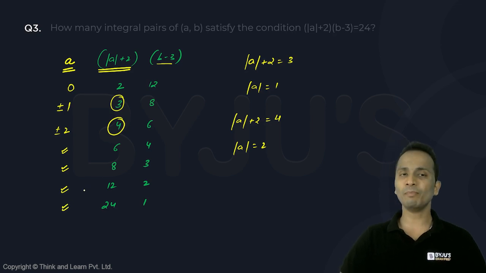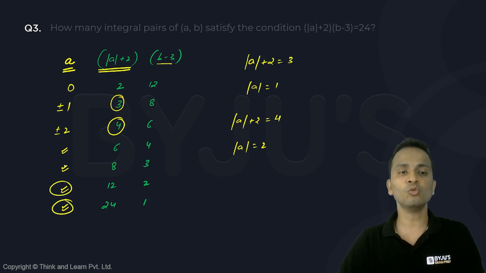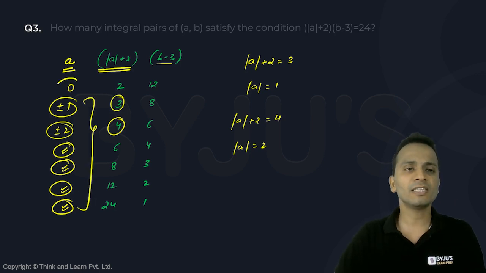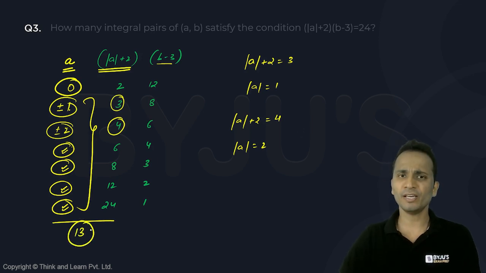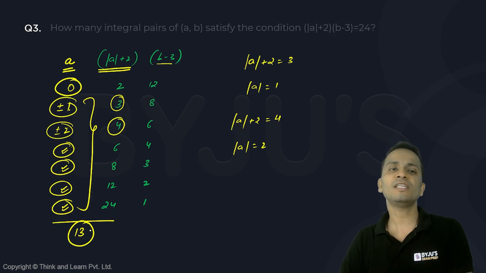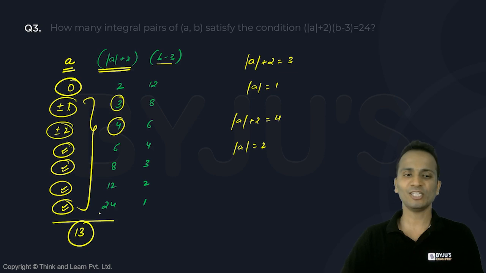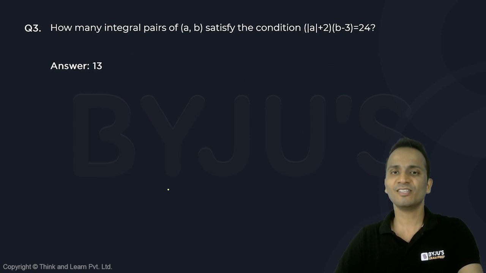Okay, so the number of possible values that a will take will be 2 plus 2 plus 2 plus 2 plus 2 plus 2. For all these cases, there will be two possible values, and there will be one value for the first case. So 2, 4, 6, 8, 10, 12, plus 1, 13. So there will be 13 different values of a, and we'll have 13 different integral pairs for a and b. All right. So that's it. This is the answer for this question. That is 13.